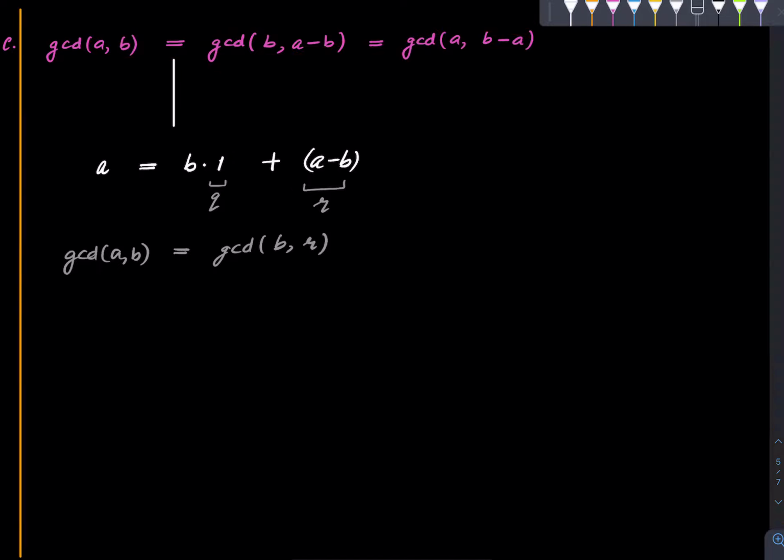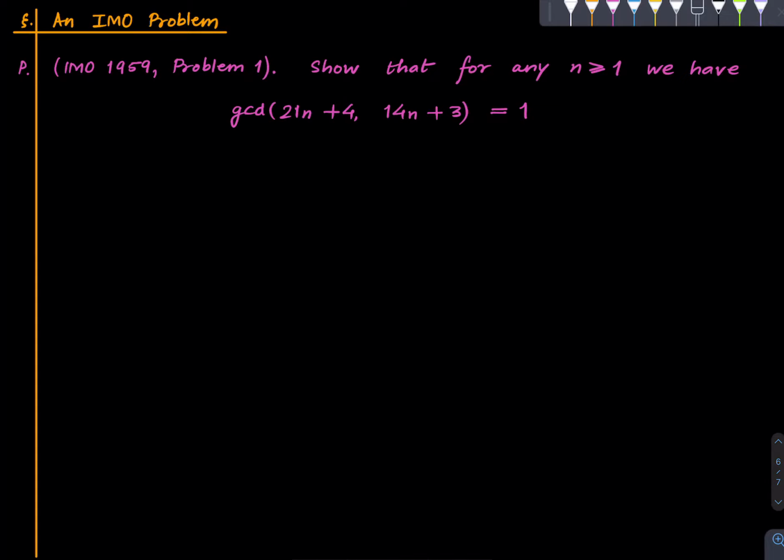All right, so lastly, let us discuss one problem. This appeared in IMO 1959. 1959 was the first time IMO was ever conducted, and this is the first problem from it. So the first problem in the first ever IMO, it asks to show that if we have a positive integer n, then the GCD of these two numbers is equal to 1.